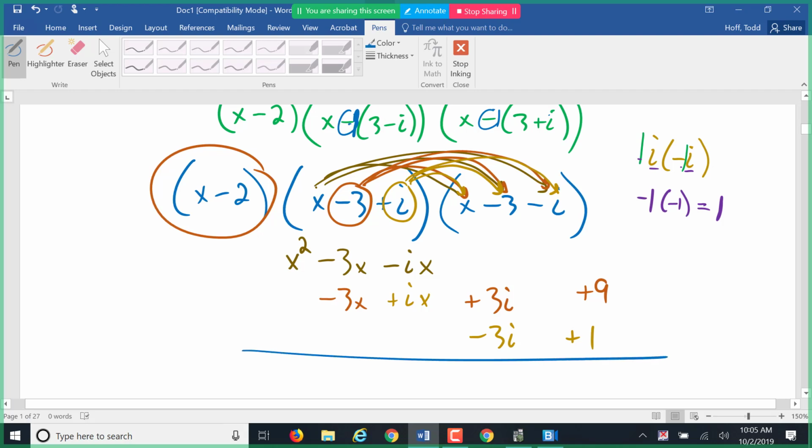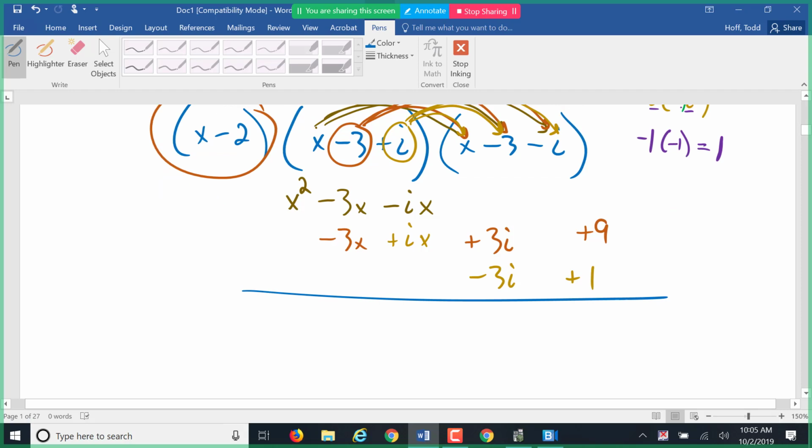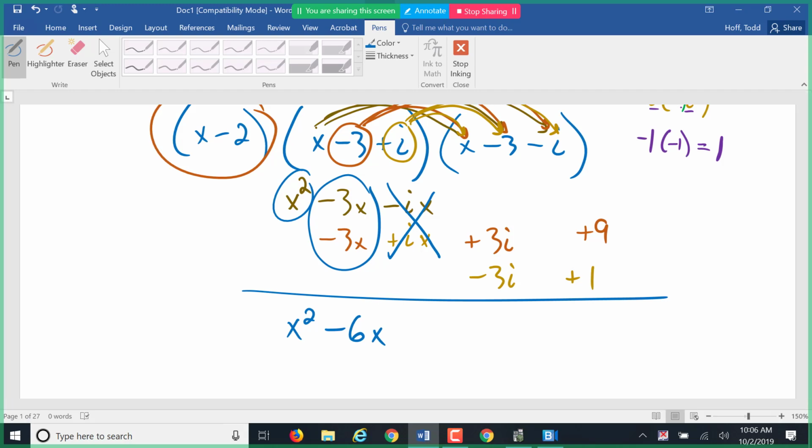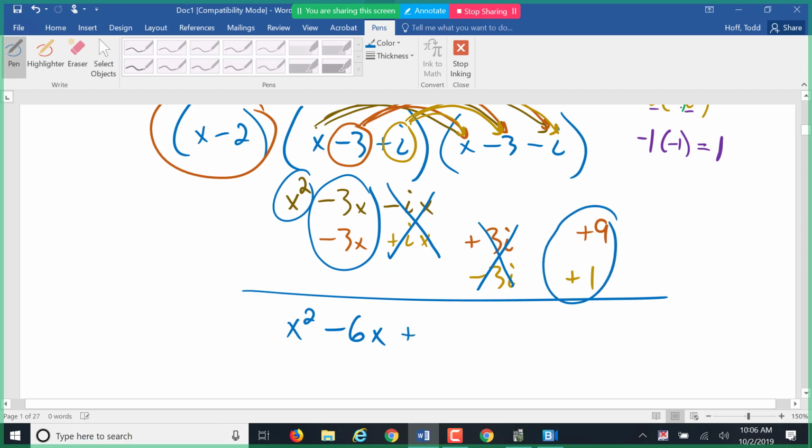So here I've got the x squared. Negative 3x and another negative 3x is a negative 6x. Negative ix and positive ix cancel out. Positive 3i and negative 3i cancel out. 9 plus 1 is a positive 10. Now I still have that factor of x minus 2 that I need to multiply by.